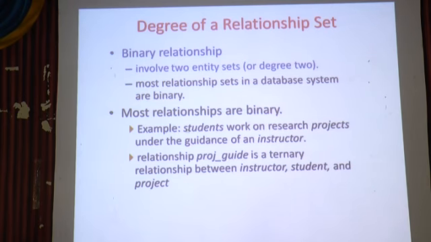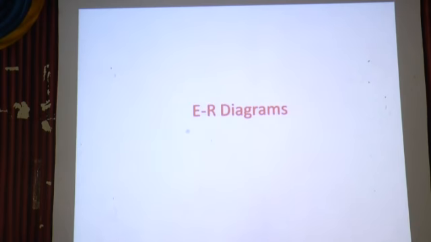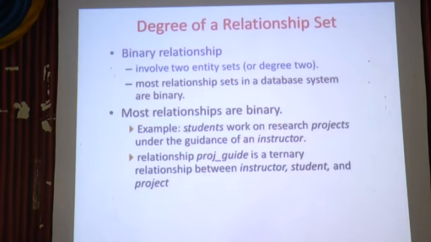A ternary example is project guide, a ternary relationship between instructor, student and project. So in this example, three entity sets are involved: instructor, student, project. So we can say it is a ternary relationship.